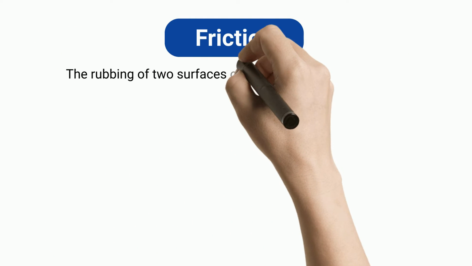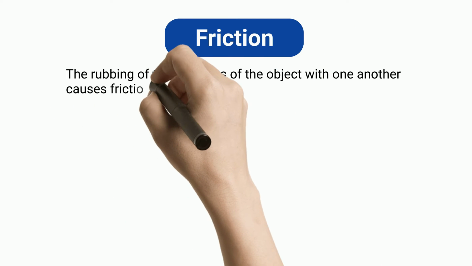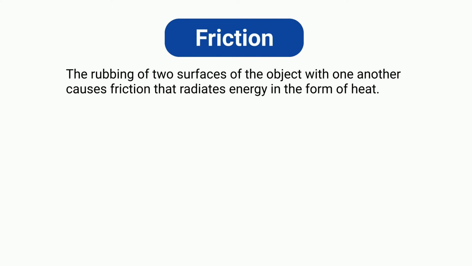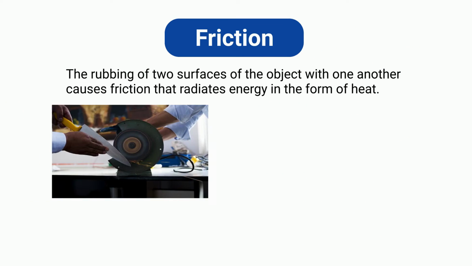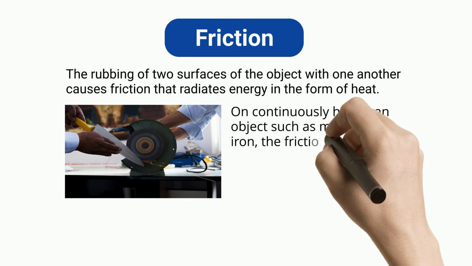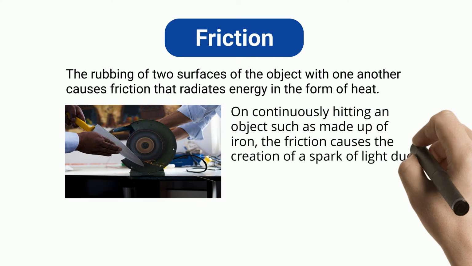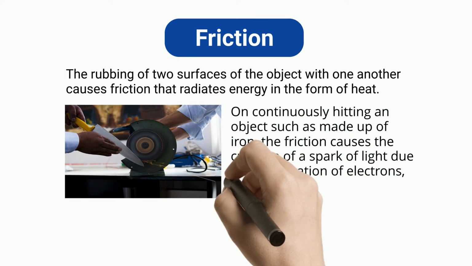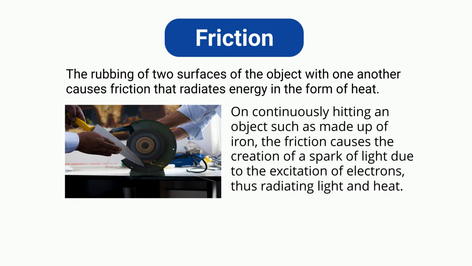Friction. The rubbing of two surfaces of the object with one another causes friction that radiates energy in the form of heat. On continuously hitting an object such as one made of iron, the friction causes the creation of a spark of light due to the excitation of electrons, thus radiating light and heat.